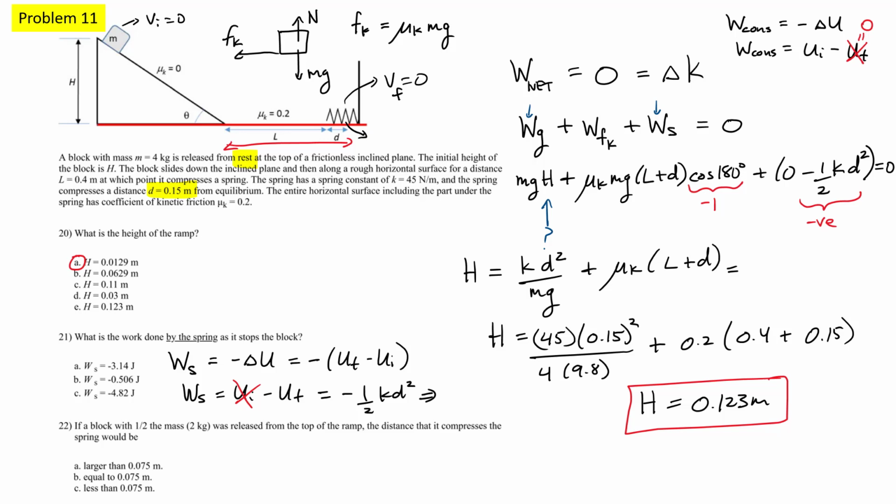And again, I'm going to get a negative value, 0.506 joules is the work done by the spring. So that corresponds to choice B.